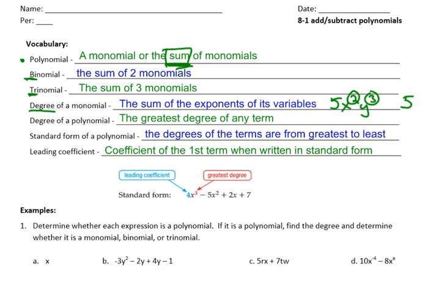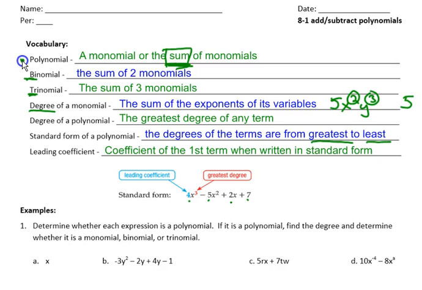Standard form is when we write the degrees of the terms from greatest to least, so it would be something like 5, 4, 3, 2, 1 of those terms. The leading coefficient is the coefficient of the first term. Here you can see this is written in standard form. This one doesn't have a special name. It's a 4 term polynomial because I have 1, 2, 3, 4 things, but again, it doesn't have a special name.